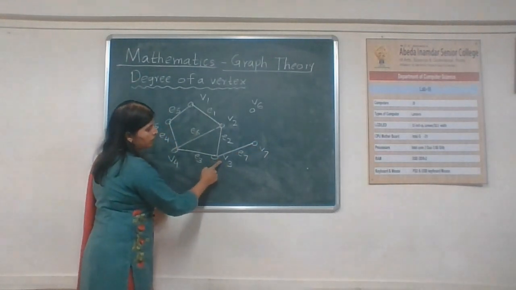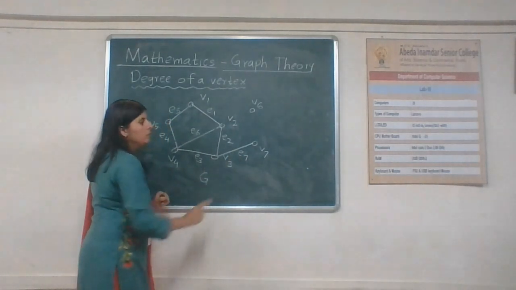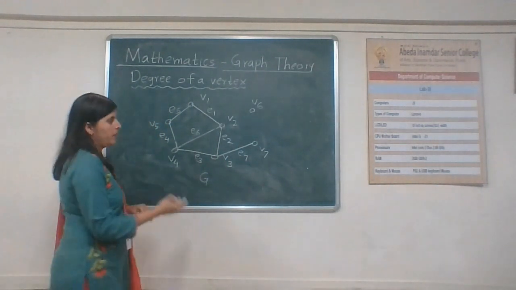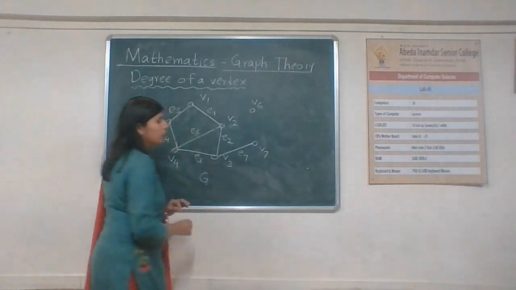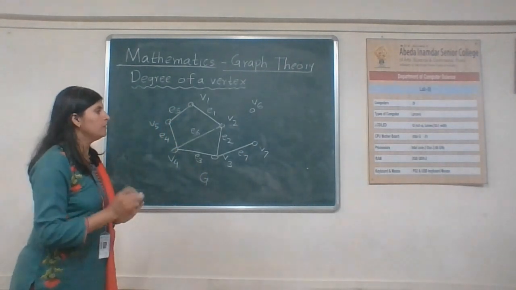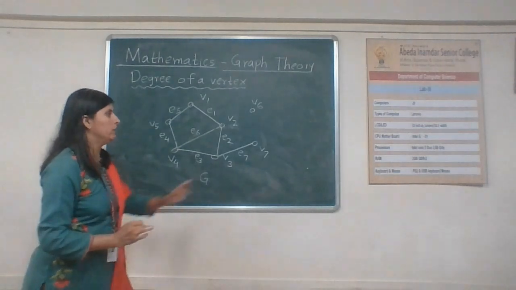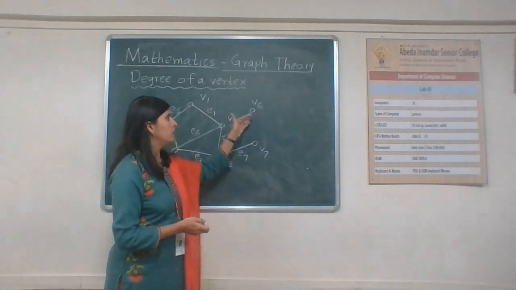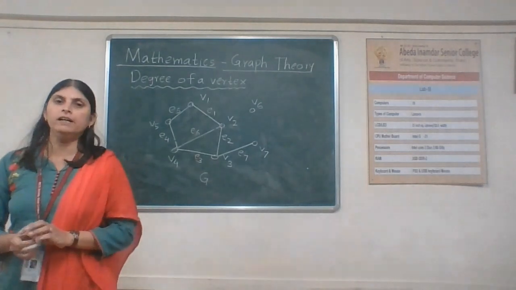V7 joins V3 by an edge E7. But V7 is not connected to any of the remaining vertices by an edge. So, what is the degree of V7 here? Degree of V7 is equal to 1. That means V7 is a pendant vertex here and V6 is an isolated vertex.